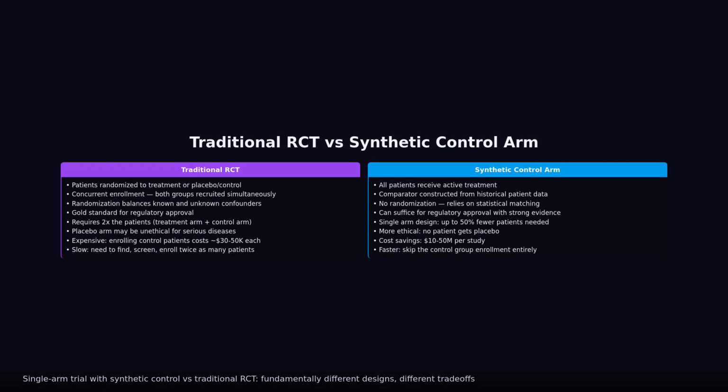A synthetic control arm trial is fundamentally different. All patients receive the active treatment, and the comparator is constructed from historical data. There is no concurrent randomization. This means the sponsor does not need to recruit control patients, cutting enrollment requirements by up to 50% and saving $10 to $50 million per study. But it also means the comparison is observational, not randomized, and that introduces the risk of bias from unmeasured differences between the historical patients and the trial patients.